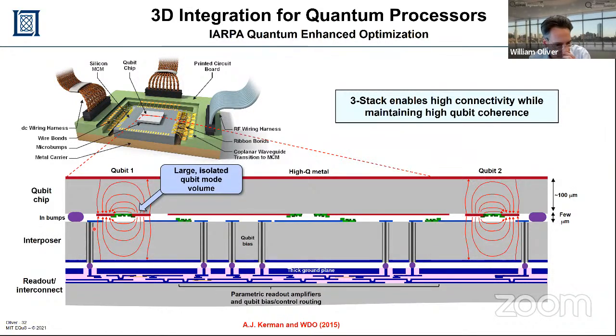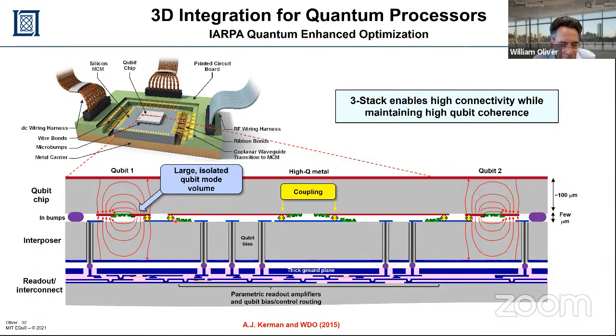Now, the features of this approach, and the reason we did it this way, is that the qubit chip and the interposer use high quality silicon wafers, right? It's basically intrinsic silicon, so high Q silicon, which means that the coherence times aren't impacted, even though we add another dielectric silicon nearby.